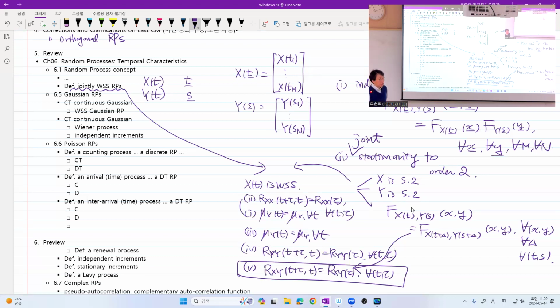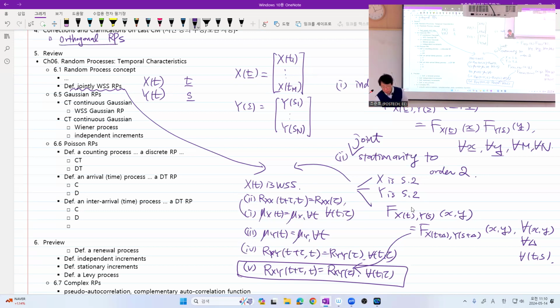So joint wide-sense stationarity requires individual wide-sense stationarity plus the autocorrelation function's special property. Got it?